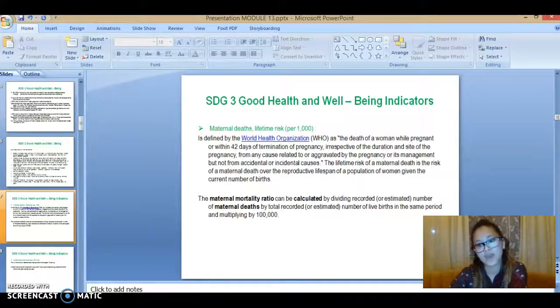For good health and well-being, we have two indicators, and the first one is maternal death, lifetime risk per thousand. This is the death of women while pregnant or within 42 days of the termination of pregnancy, irrespective of the duration and site of the pregnancy, from any cause related to or aggravated by the pregnancy or its management, but not from accidental or incidental causes. To calculate the maternal mortality ratio, we divide the recorded number of maternal deaths by the total recorded number of live births in the same period and multiply by 100,000.